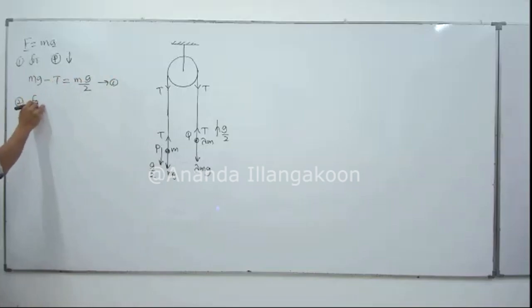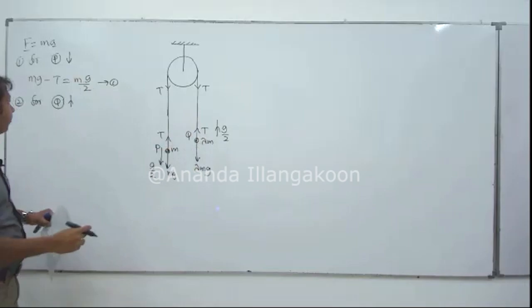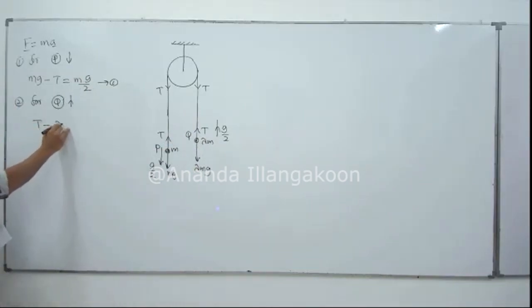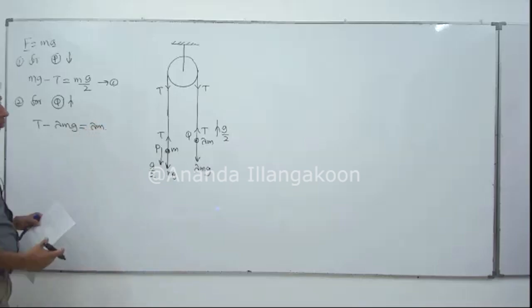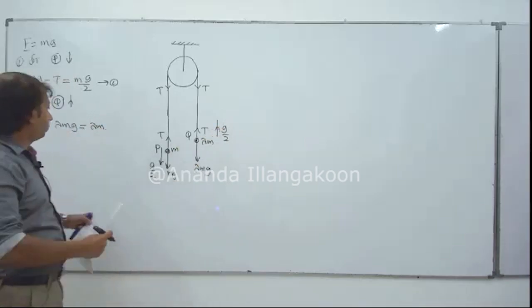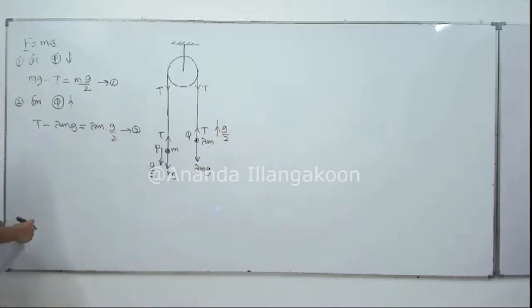Secondly, for Q upward, what is that? T minus lambda mg equals lambda m times g by 2, equation number 2. Now add 1 and 2.